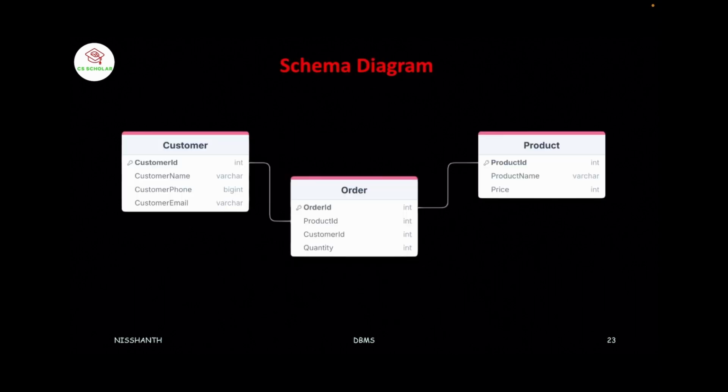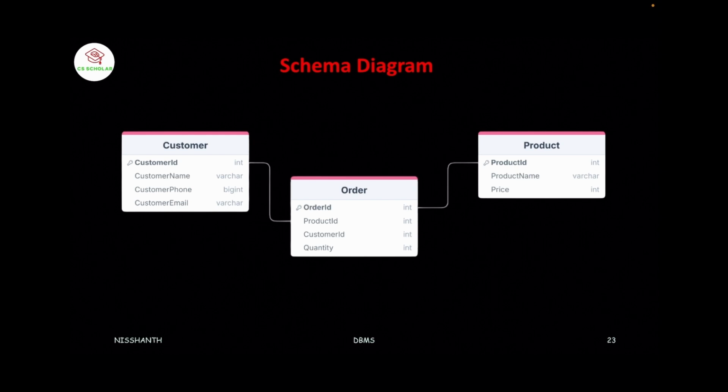Here we have the customer, order, and product. As we can see, there is a key symbol associated with customer. It is near the customer ID, and even near the order ID there is a key symbol, and near the product ID there is a key symbol. Also we can notice that there is only one key in each. It is called the primary key. You will be learning about this in the upcoming videos. As of now, it is called the primary key.